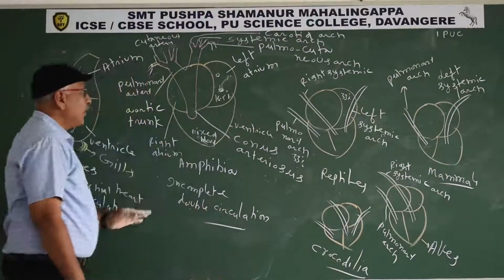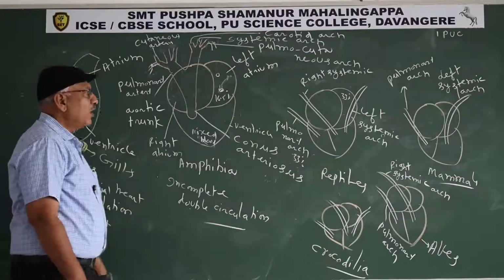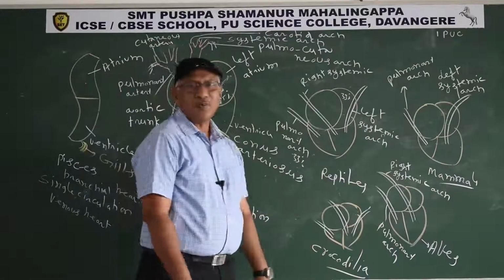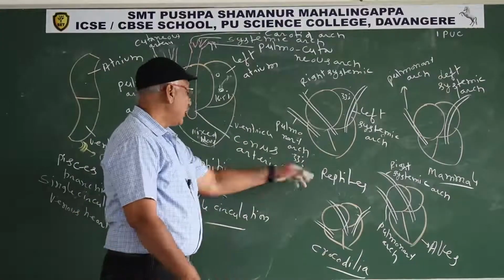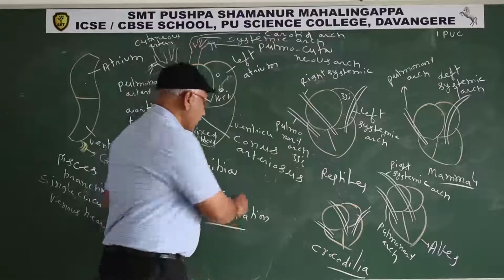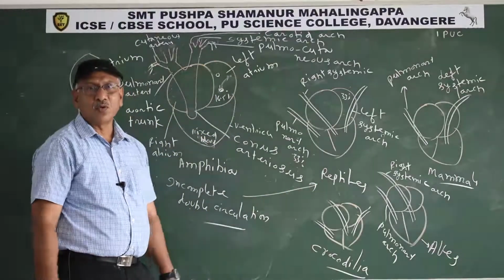So in amphibia only 16.5% blood second time enters into heart. In reptiles 33% blood second time enters into heart. That's why in reptiles also circulation is known as incomplete double circulation, except crocodilia.